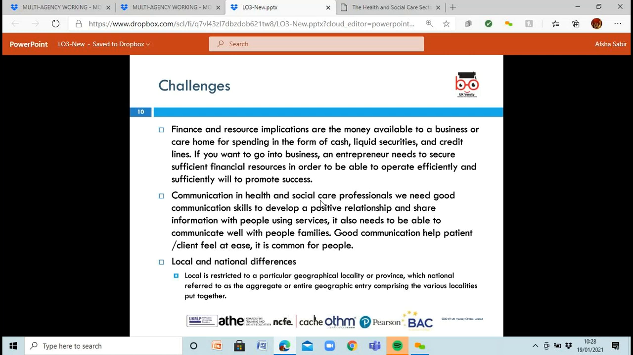And then we've got something called local and national differences. In a nutshell, local authorities or local healthcare is restricted to one area. If you're within the Greater Manchester area, that's where your circle of care is, where you can deliver your care. If that person moves out of that area, you physically can't deliver care to them within your authority. But national covers the whole of England, so no matter where that patient moves, they can continue their care.